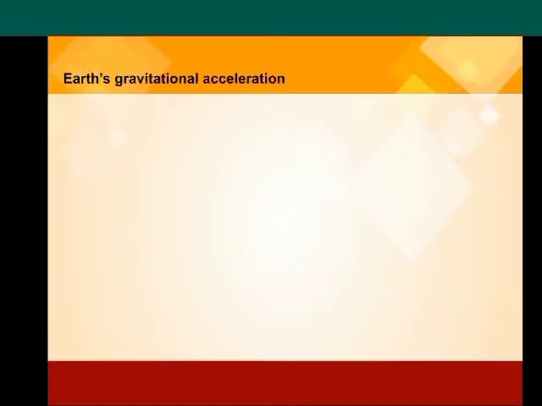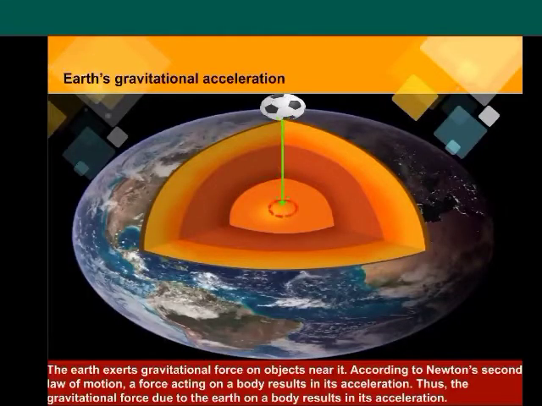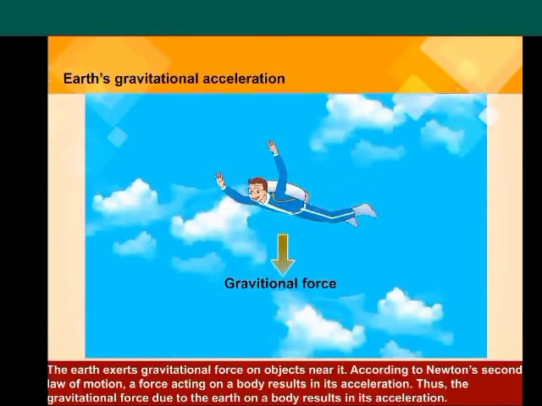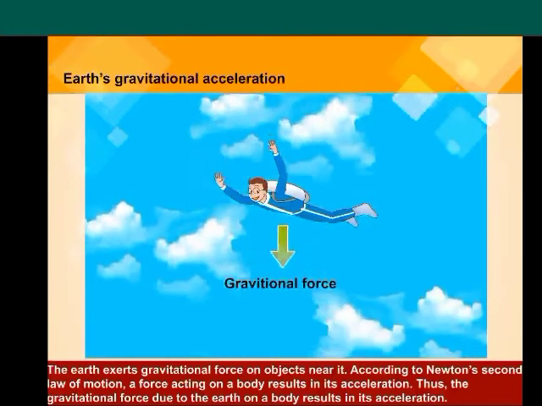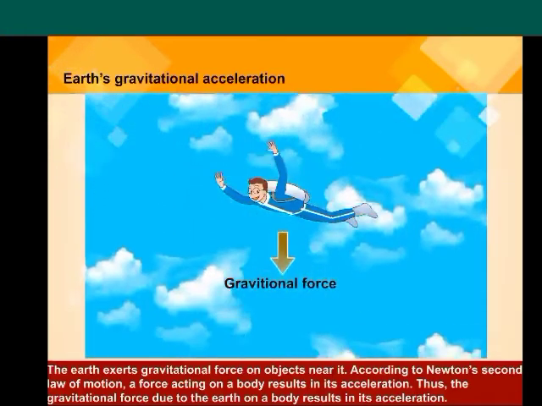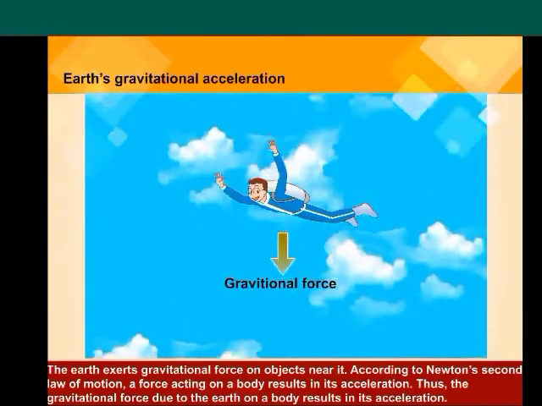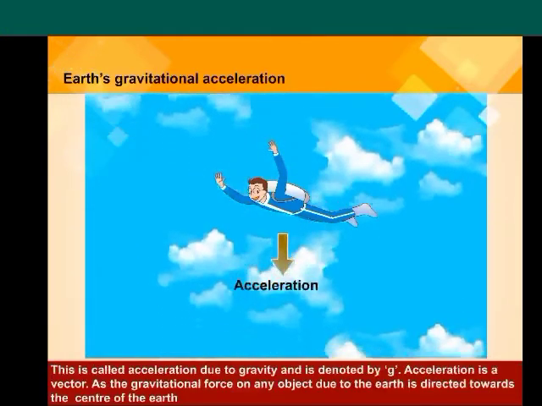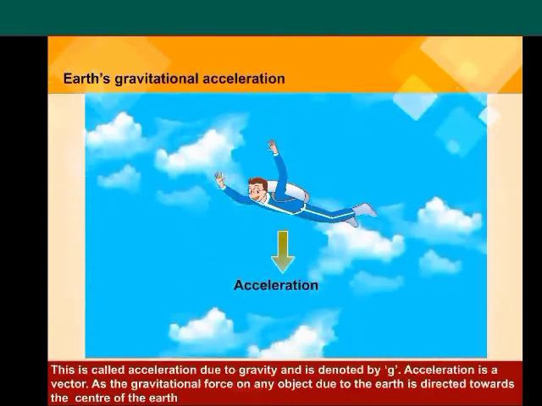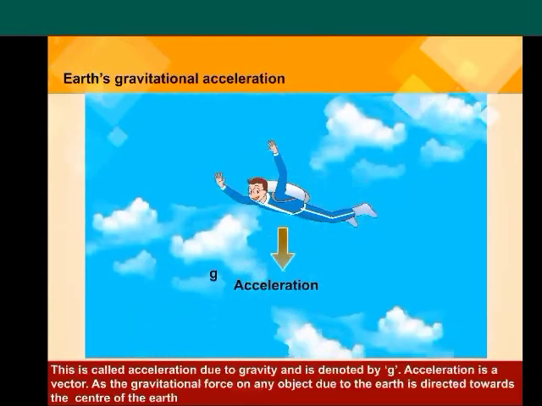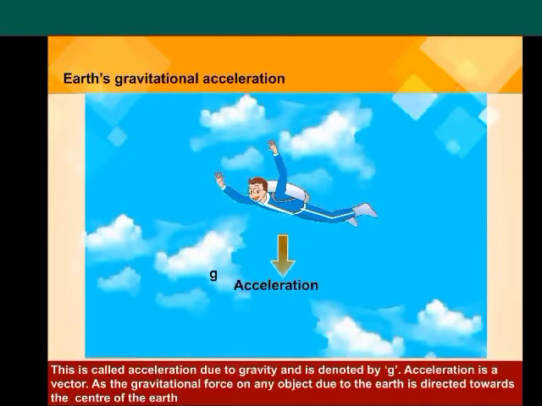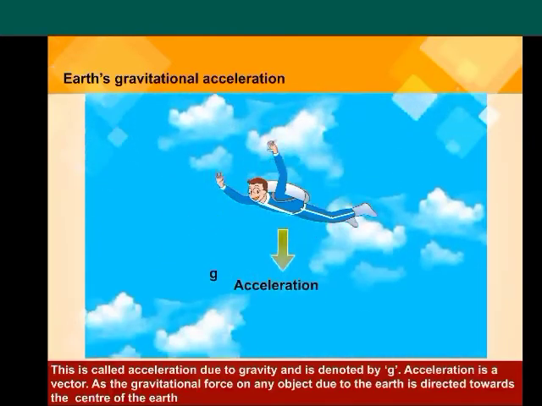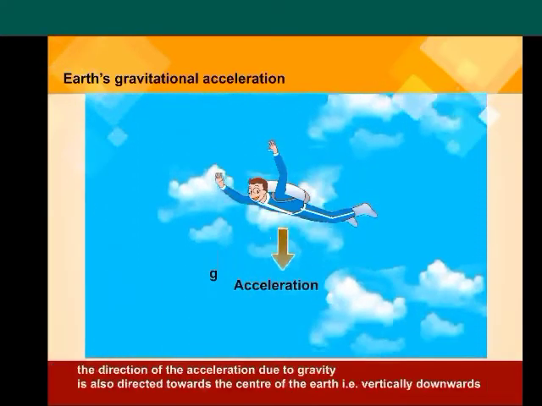Earth's gravitational acceleration. The earth exerts gravitational force on objects near it. According to Newton's second law of motion, a force acting on a body results in its acceleration. Thus, the gravitational force due to the earth on a body results in its acceleration. This is called acceleration due to gravity and is denoted by g. The direction of the acceleration due to gravity is also directed towards the center of the earth, that is, vertically downwards.